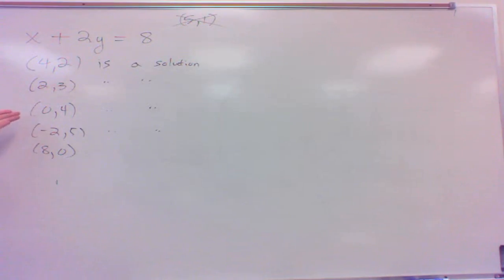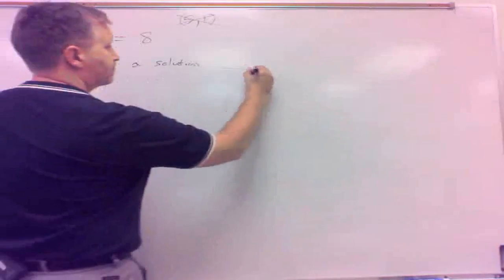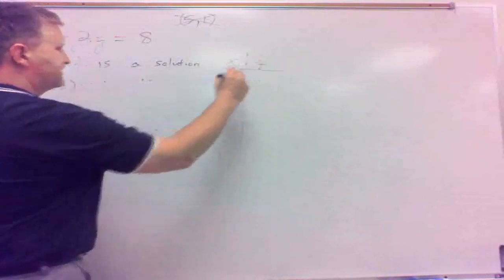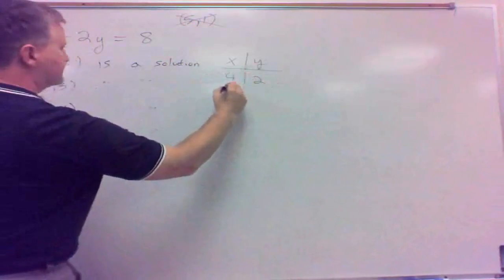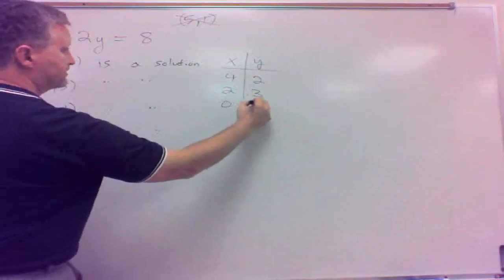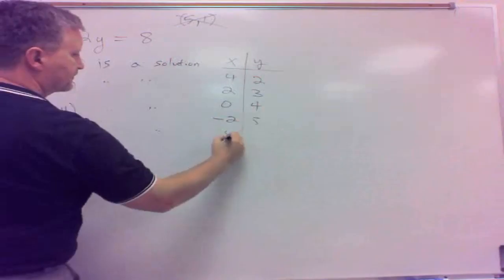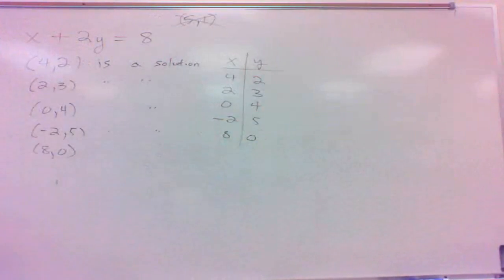Also, while I've got this here, another way we can arrange the information, these solutions, is in a table, sometimes called a t-table or an xy table, where you just list the x and y's across from each other. X is 4, y is 2, x is 2, y is 3, x is 0, y is 4, and so on. All right, so just another way they'll have you do these. A nice compact way of doing it.